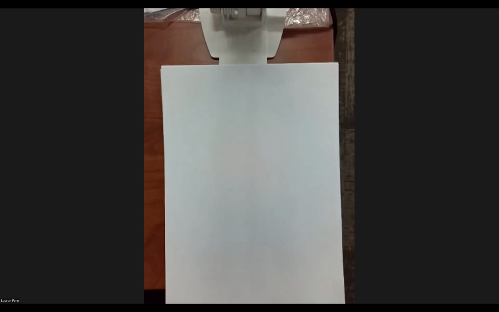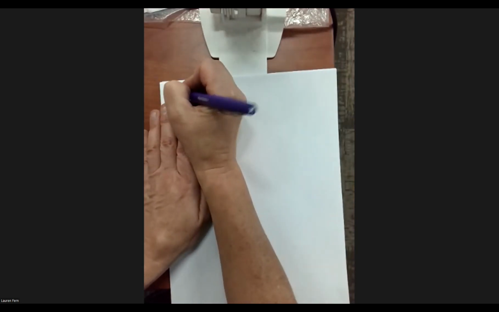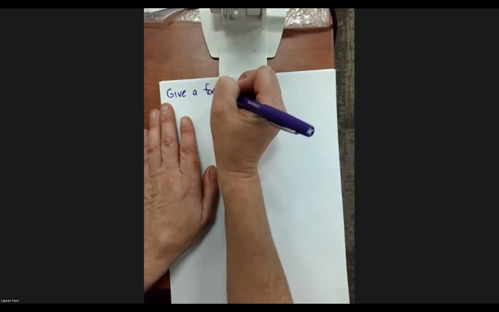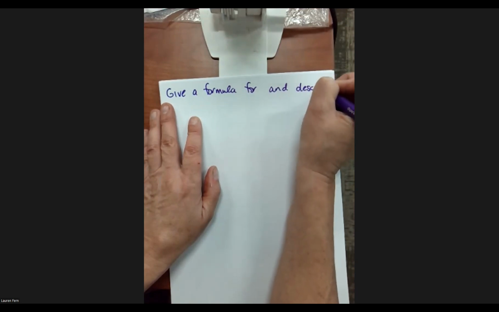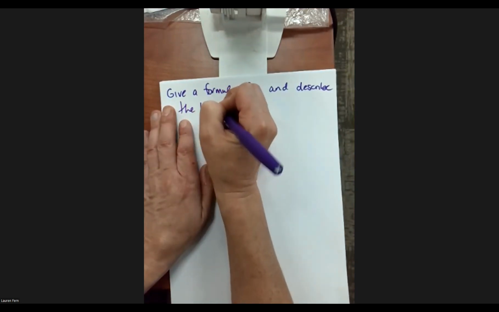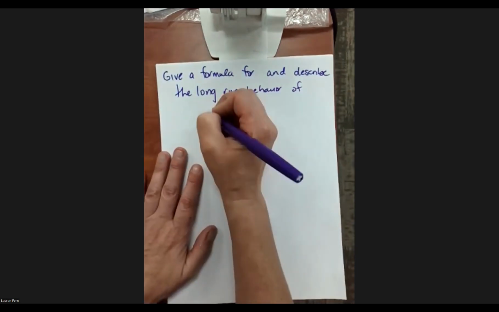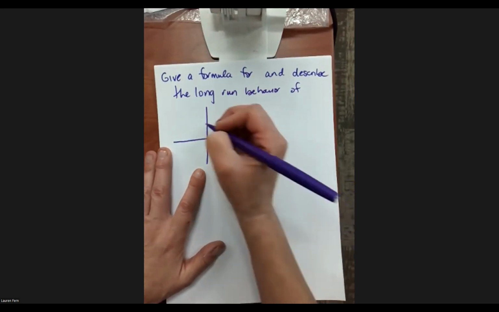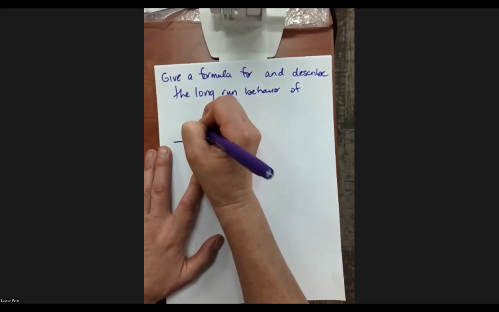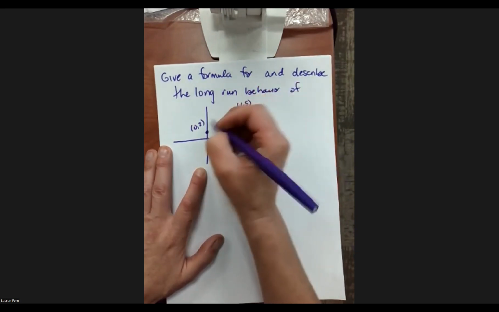So what if I do this? Give a formula for and describe the long run behavior of, I'm actually going to draw a graph. And I'm obviously going to have to label things because my graphs are never that great. So this is the ordered pair (0, 2). Here's my ordered pair (1, 5).